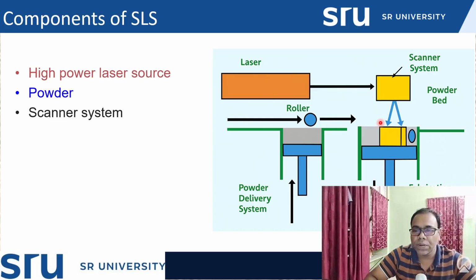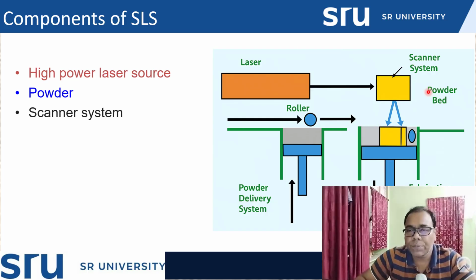Similarly, we require the powder for making the component, and different types of powder material can be used. Then the scanning system, which is used for the scanning purpose. Sometimes slow scanning is required, sometimes faster scanning may be required. Similarly, sometimes we require a certain kind of energy, so those parameters can be controlled.